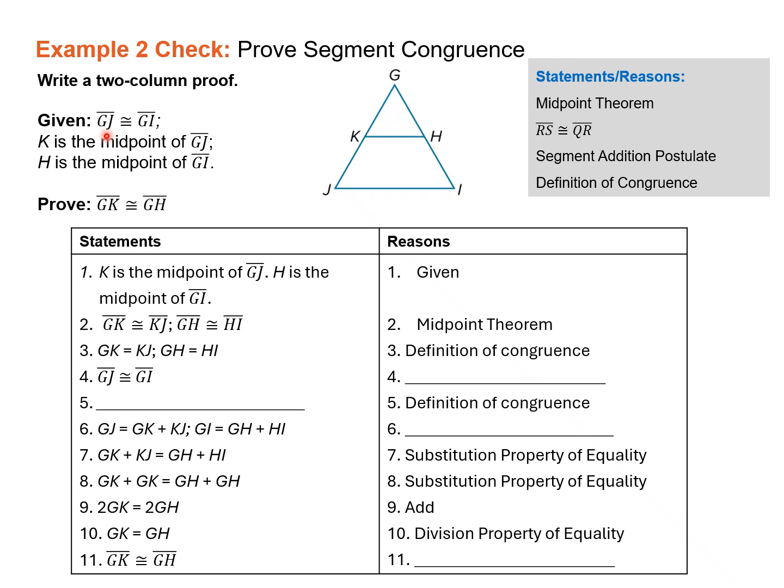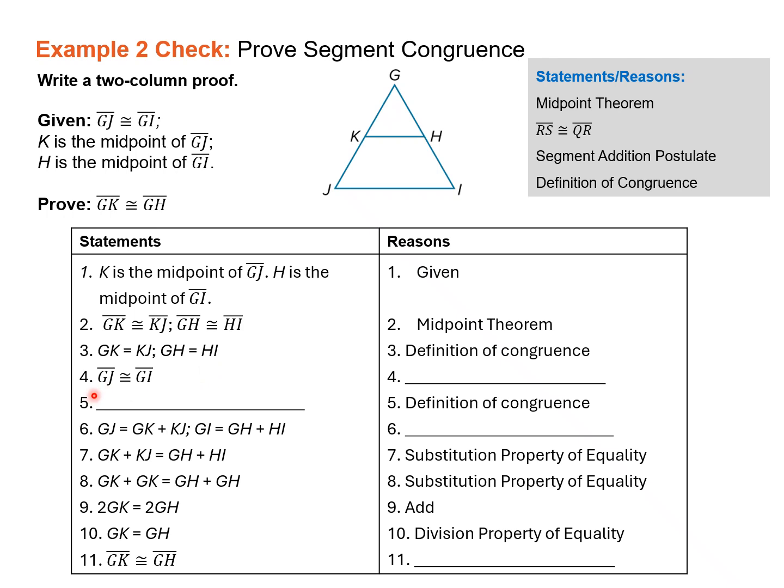You already know line segment GJ is congruent to line segment GI. And K is the midpoint here, and H is the midpoint here. So according to the midpoint theorem, then we can say the line segment GK is congruent to line segment KJ, and then line segment GH is congruent to line segment HI. That's the midpoint theorem. Now, through the definition of congruence, we can say that those segments have equal lengths. So GK is equal to KJ and GH is equal to HI.